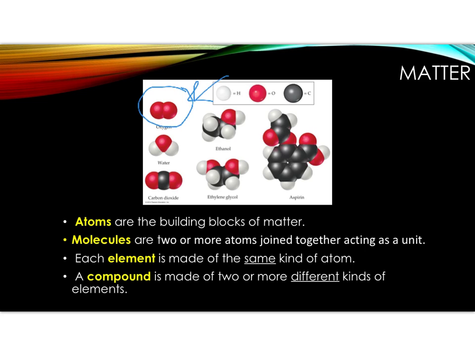So if I look at this water molecule, for example, it is two or more different kinds of elements chemically combined. It's a compound. Same for this ethanol, and same for this really big molecule, aspirin, over here. As long as it's two or more different kinds of elements chemically combined, we call it a compound. Please make sure you have all 4 yellow words written down with good working definitions in your notebooks before we continue.